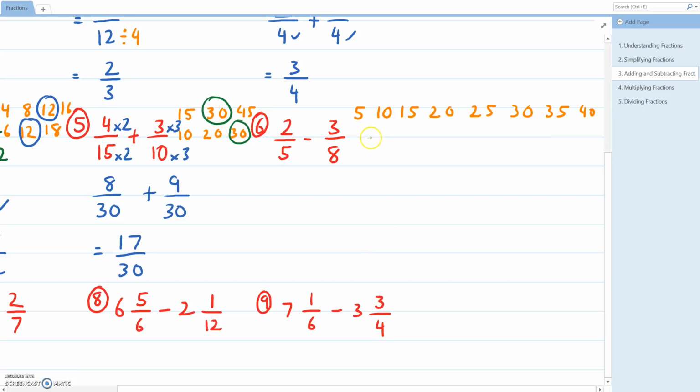And let's do our multiples of 8. So we've got 8, 16, 24, 32, and 40. So that was a whole long way to get to our lowest common multiple.